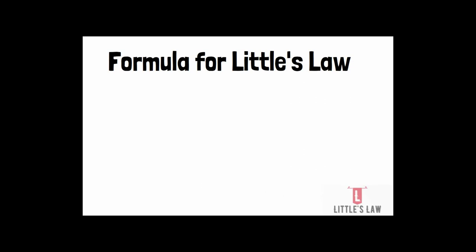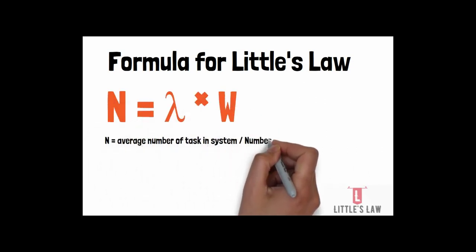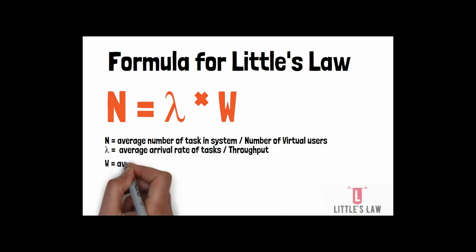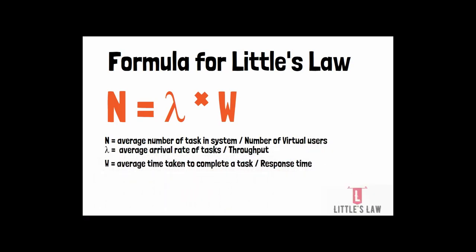So what's the formula for Little's law? N is the average number of tasks in the system, lambda is the average arrival rate of tasks, and W is the average time it takes to complete a task. So we calculate the average number of tasks in the system by multiplying the average arrival rate and the average time it takes to complete a task. So N is equal to lambda multiplied by W.